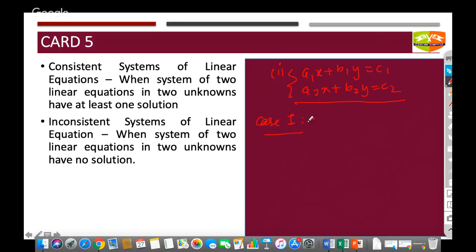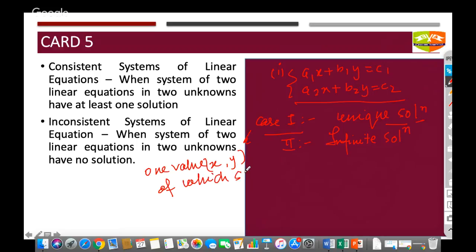Case one is that we will have a unique solution. Case two is that we'll have infinite solutions. Unique solution means one value of x and y, one value of x and y which satisfies both the equations.